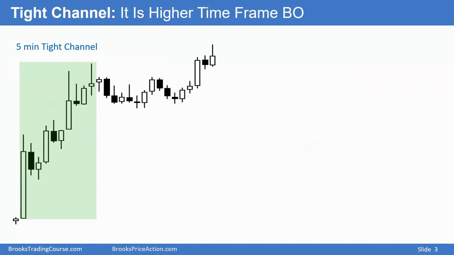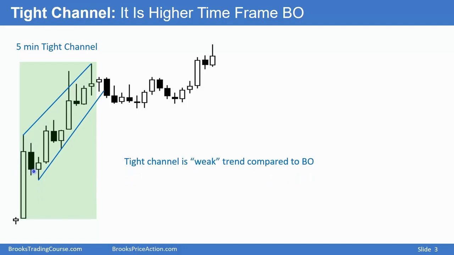So let's say this is a 5-minute chart, and it's a fairly tight bull channel. A tight channel is weak compared to a breakout, but it's still a pretty strong bull trend. The pullback only lasted 1 bar. Pullback only lasted 1 bar. Here, no pullback at all. Even if you do get a reversal, it's probably minor, and you're probably going to get at least a little bit more up.